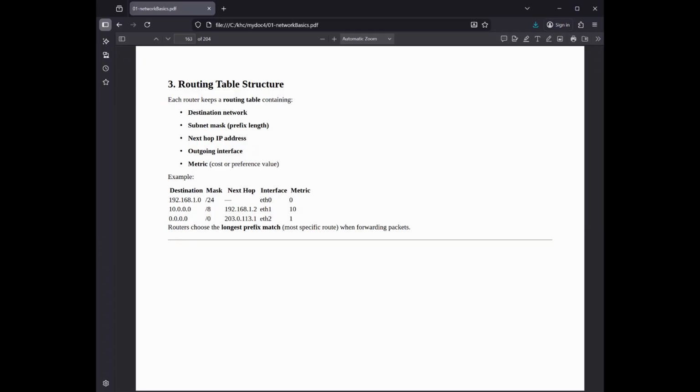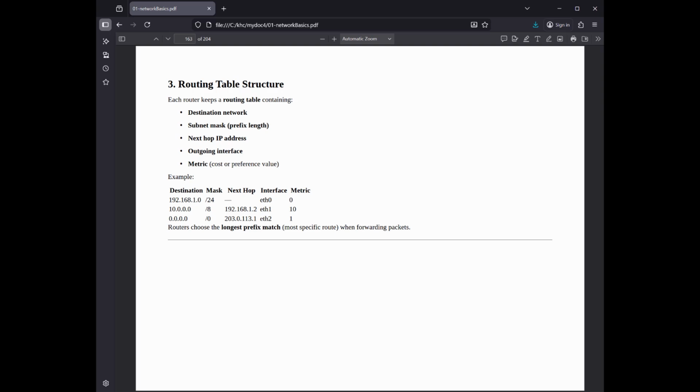2. Types of routes. Routes are categorized by how they were learned. Directly connected, networks physically attached to the router's interfaces, these have the highest priority. Static routes, manually entered by an administrator. Dynamic routes, learned automatically through protocols like OSPF, BGP, or EIGRP. Default route, a fallback route, marked 0.0.0.0/0, used when no specific match is found for a destination.